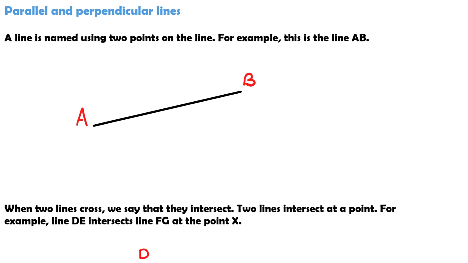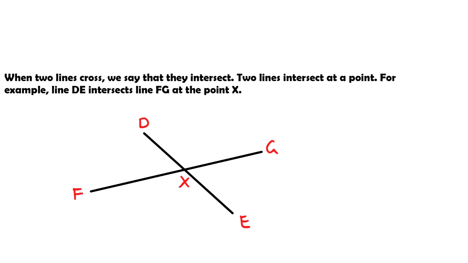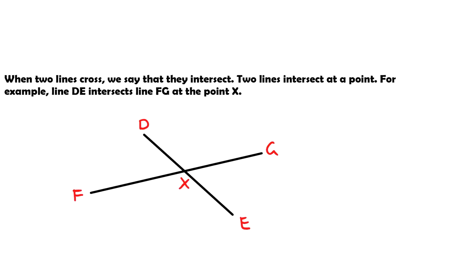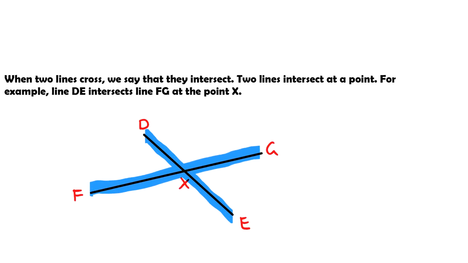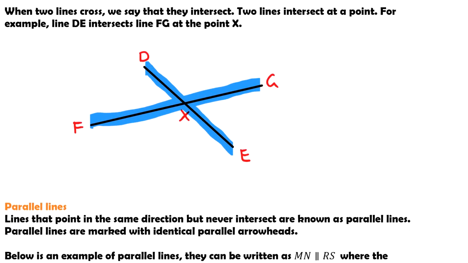B. So line AB. Now, we also have what we call an intersection or an intersect. Now this is where two lines cross at a certain point. So for example, we could say that line DE, now line DE is this line here, because it's joining point D and point E. Now line DE intersects line FG here, and we say they intersect at the point X, which is just where they cross.